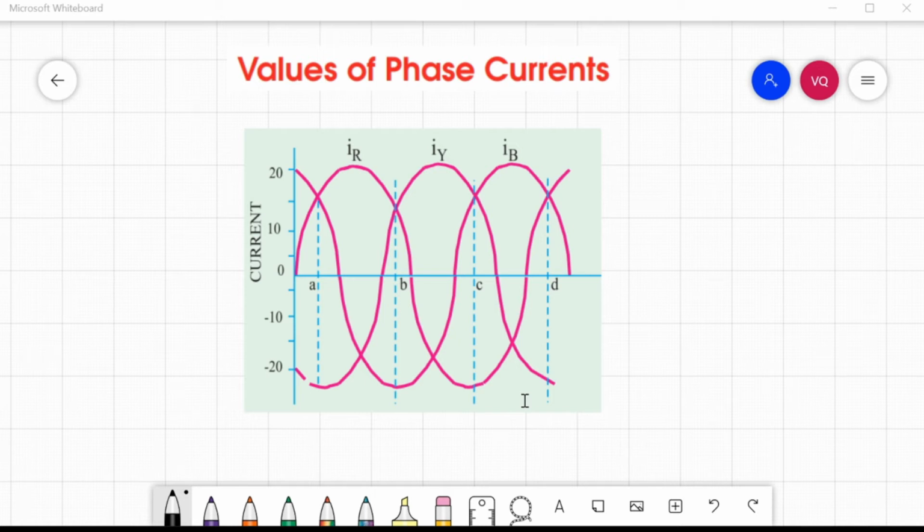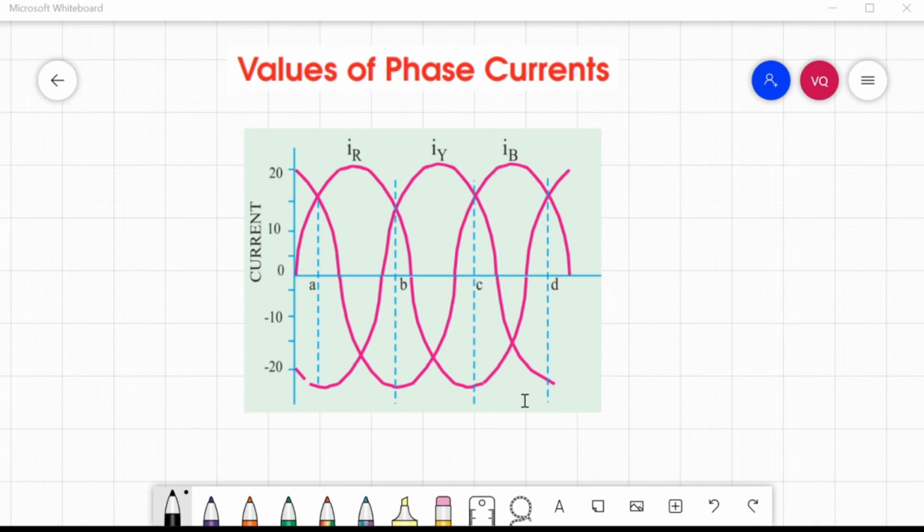R and B. At instant B, IR is equal to positive 15 amperes and IY is positive 5 amperes, but IB is negative 20 amperes, which means that now phase B is providing the return path. At instant C, IY is equal to 15 amperes, IB is equal to 5 amperes, and IR is negative 20 amperes.